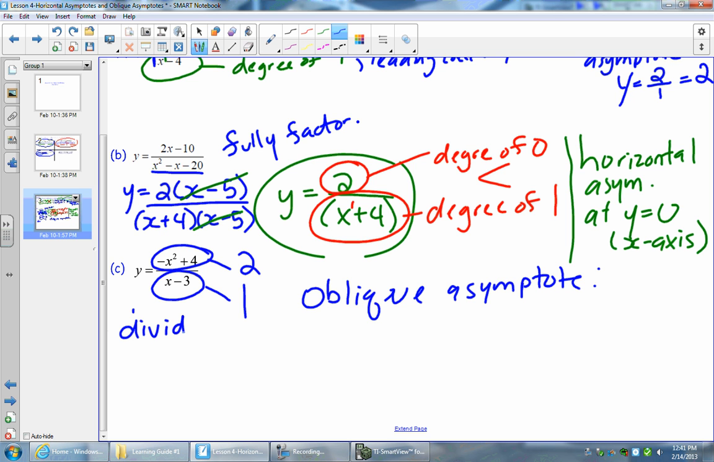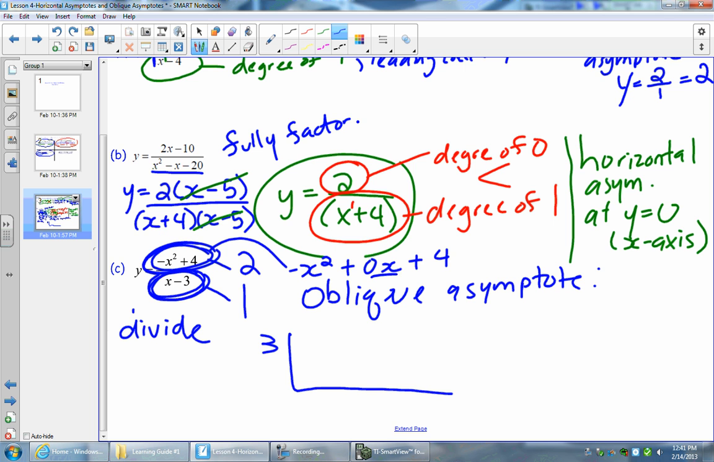You're going to divide negative x squared plus 4 by x minus 3. So once we divide, you'll see what happens. I'm going to do a synthetic division, and we're dividing by x minus 3, so the number that goes in front is a positive 3. And then our polynomial is negative x squared plus 4, but notice we may need a placeholder here. We are missing the x term, so we actually have negative x squared plus 0x plus 4. So we need a 0 placeholder in there. Okay, so we have coefficients of -1, 0, and positive 4.